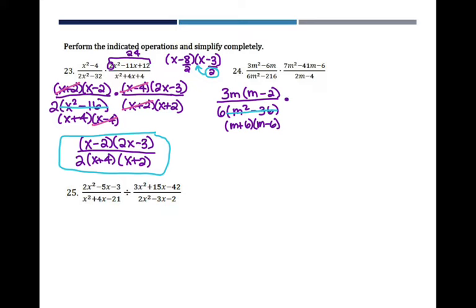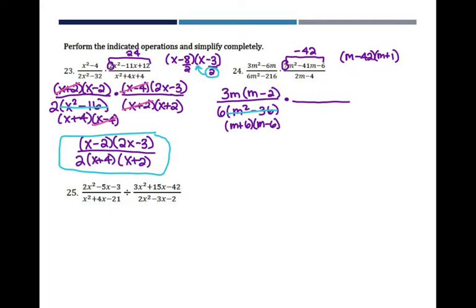I'm still multiplying, so I'm going to continue to factor my other fraction. Once again, this 7 I cannot take out as a GCF because it doesn't go into 41 or negative 6. So I'm going to start by multiplying these two numbers. So 7 times negative 6 is negative 42. And now I'm trying to find two numbers that multiply to negative 42 and add to negative 41. That is going to be, let's see, negative 42 and 1.